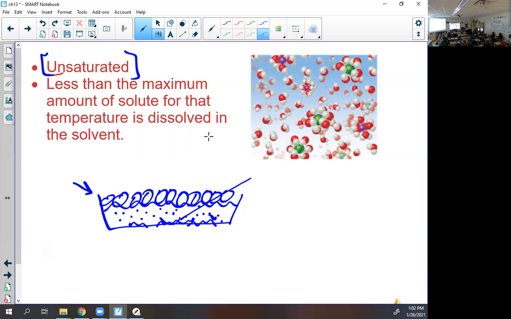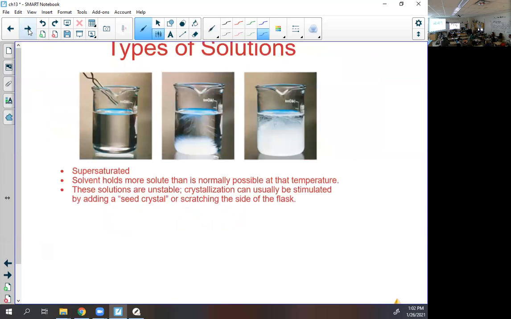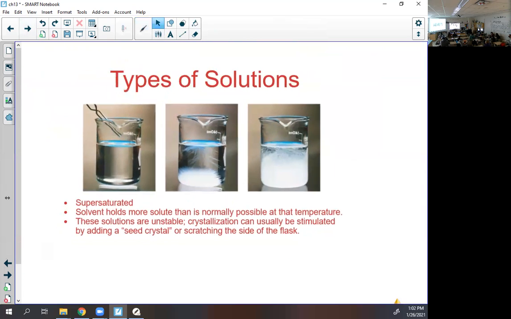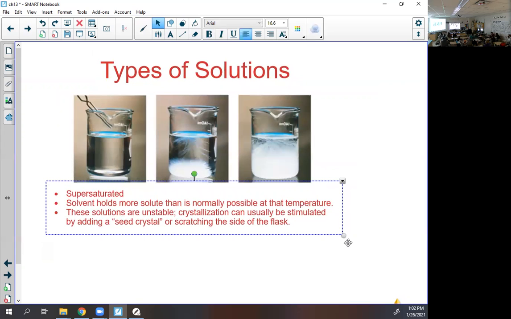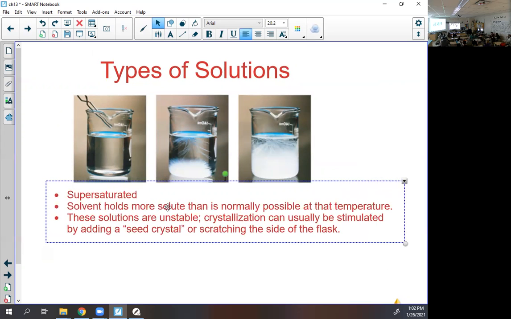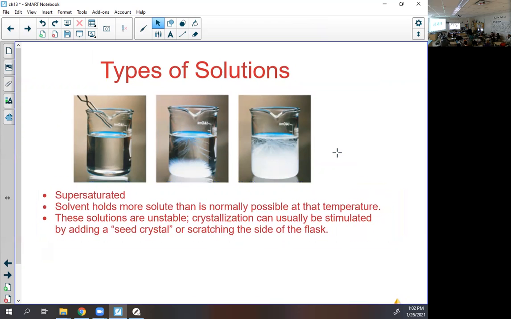The next one is supersaturated, which again, if you understand English, it's okay. Supersaturated means it's holding more than it should, or it's above its saturated point. Supersaturated solutions are a little tricky. In order to get it to hold more solute than it should, you have to take a solution and heat it. And while it's hot, you add as much as you possibly can, like syrup.